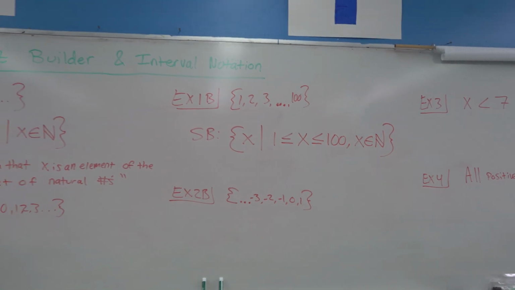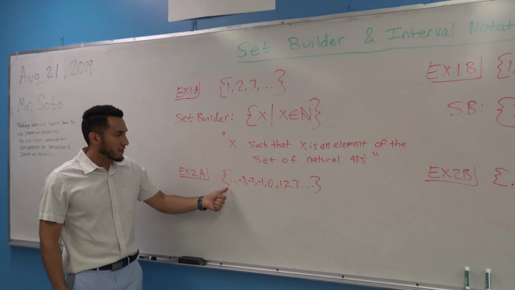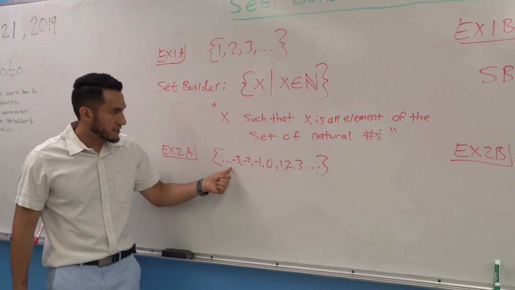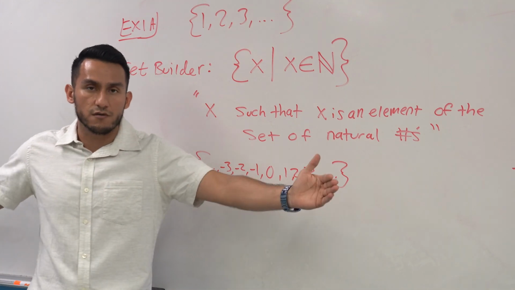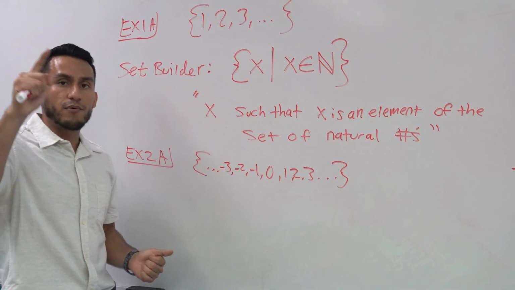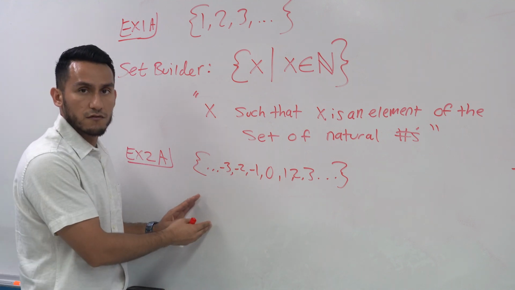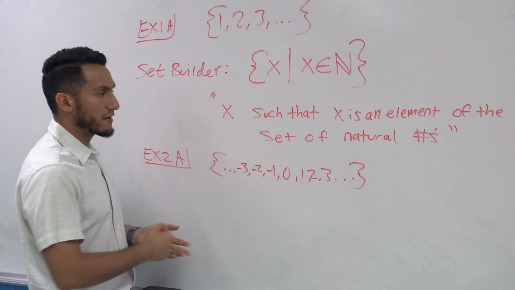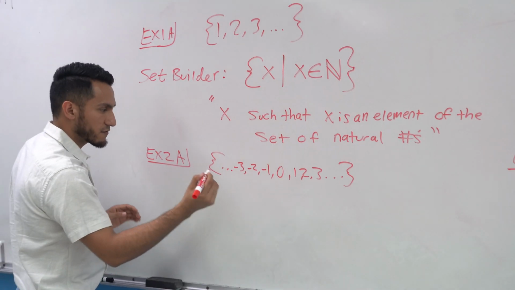Okay, looking at example 2 over here. 2a, we have this set right here. Dot, dot, dot, negative 3, negative 2, negative 1, 0, 1, 2, 3, dot, dot, dot. It keeps going in both directions. I'd like for you to pause the video right now and try and see if you can do this set builder on your own. Okay? Go ahead and pause it, try it, and then we'll check it. Okay? We are back. Let's see if you got it right.